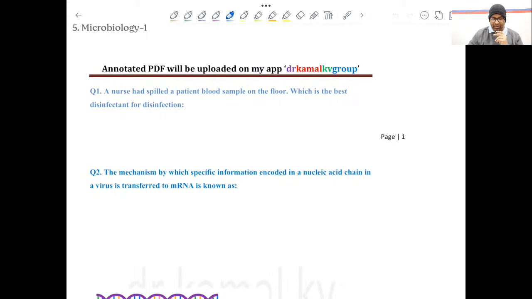So today we will take microbiology. Now the very first question is about a nurse who has spilled a blood sample on the floor. Now what is the best disinfectant in such a case? So please remember, for all blood spills, the best is 1% sodium hypochlorite. Clear? So this is the best disinfectant for blood spills on the floor, especially in the wards.